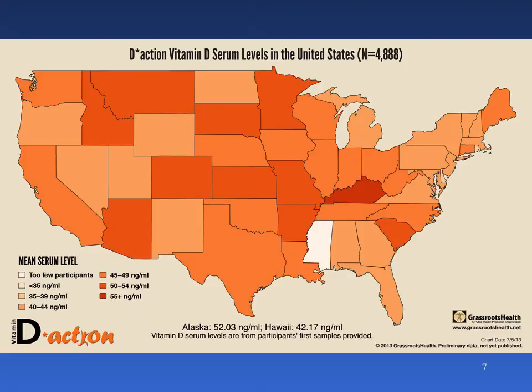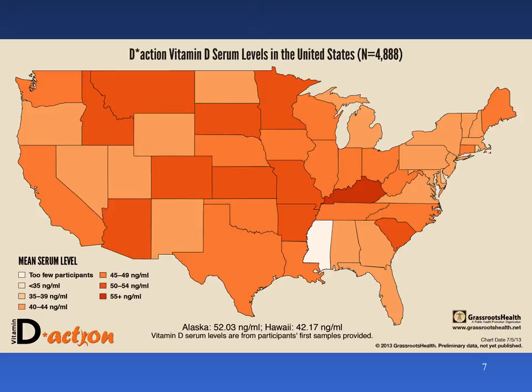This map looks at the average serum level of participants' first test for each U.S. state. States colored with darker orange have higher average serum levels than states that are lighter orange. Across the United States, the average vitamin D serum level for participants' first test ranged from 35 nanograms per milliliter in Delaware to 55 nanograms per milliliter in Kentucky. The overall average serum level for the United States was 46 nanograms per milliliter.